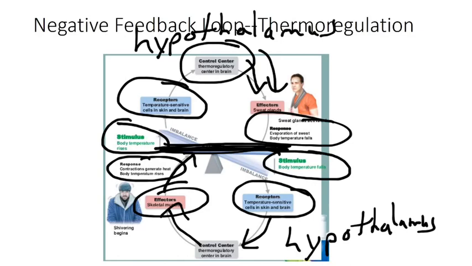So again, this is showing you that all the players are there. There are stimuli, there are receptors, there's a control center, there are effectors, and those effectors cause a response. And the response is always to move back toward homeostasis, back toward the narrow set point range. So that's a negative feedback loop and how it functions in thermoregulation.